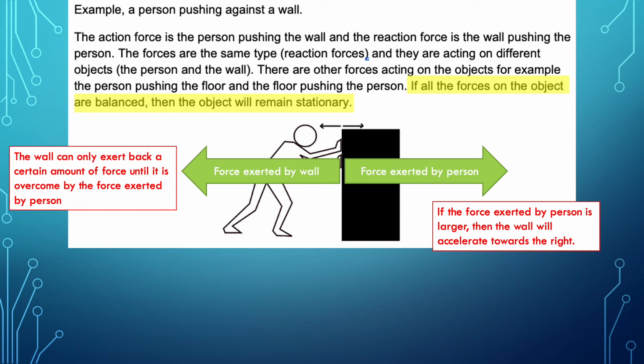So if they're at 499 newtons, then the wall will still exert back 499 newtons. But as soon as you cross that threshold of 500 newtons, which is the limit of that wall, the wall can't exert back 500 newtons. Okay? And so what happens is, let's say the person came in and exerted 600 newtons. Then 500 of those newtons will be exerted back on the person, but 100 of it will still be going towards the right. And that will be your acceleration towards the right.